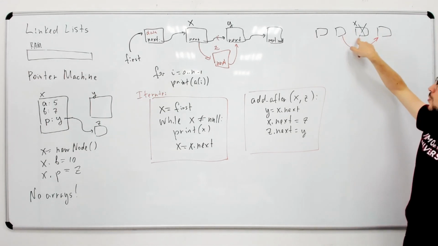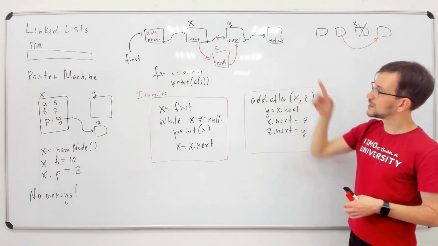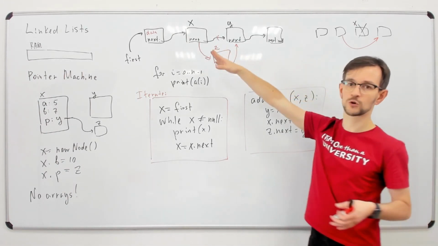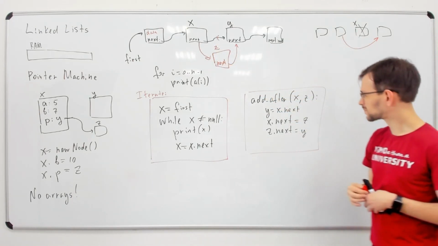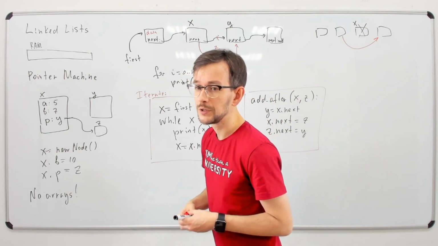But if you don't have the pointer to the previous element, that's complicated. So in this realization of a linked list, you cannot remove an element just by having the pointer to this element, because you also need to have a pointer to the previous element.